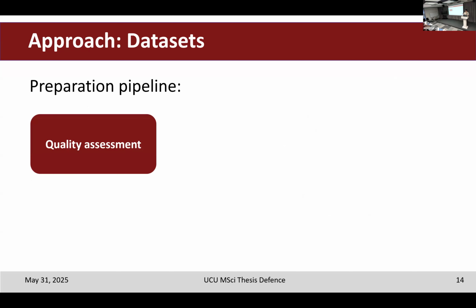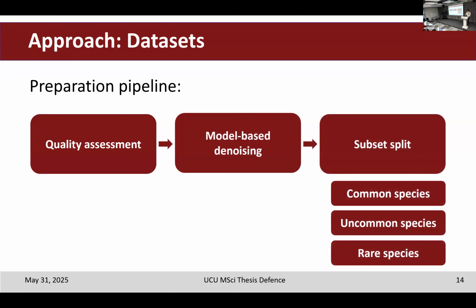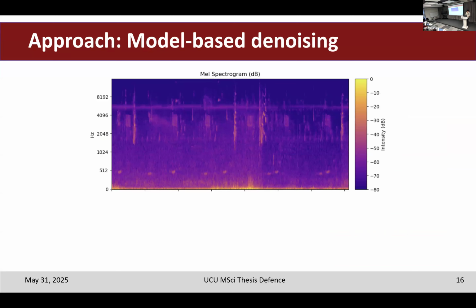So we need to adjust them for generation. We therefore propose this custom data preparation pipeline. It starts with a quality assessment step, then a model-based denoising step, and finally a subset split that is tailored to species frequency. In the quality assessment step, we evaluate the clarity of each audio and also the accuracy of its labels. But fortunately, both datasets contain human-labeled quality scores and also secondary species labels. So it makes this step fairly automated.